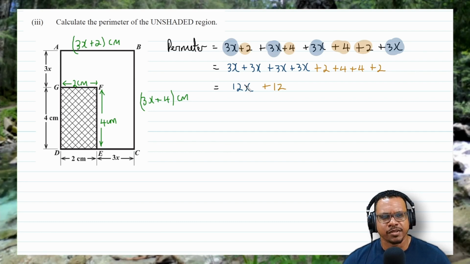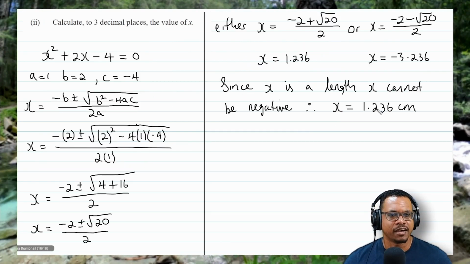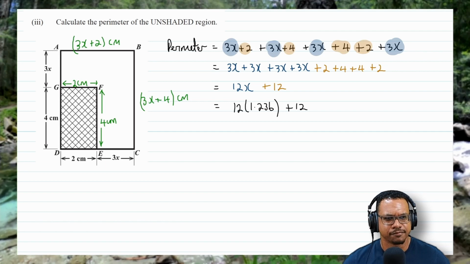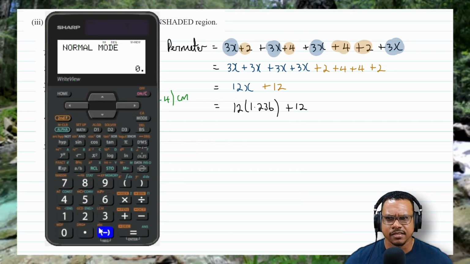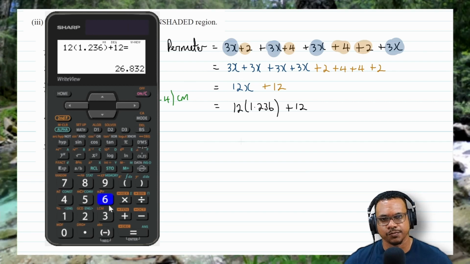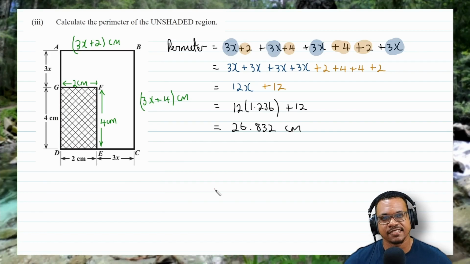And now we can just replace the x with what we have here, x is equal to 1.236. So we'll have 12 times 1.236 plus 12. All right, so you can just type that into the calculator. We'll have 12 open brackets, 1.236 close brackets plus 12. And that will be equal to, let's convert that to decimal, 26.832 centimeters. And that's it for this video.